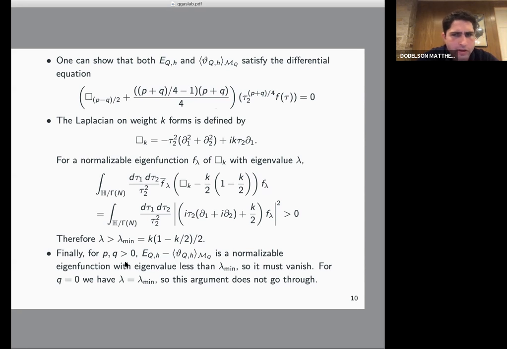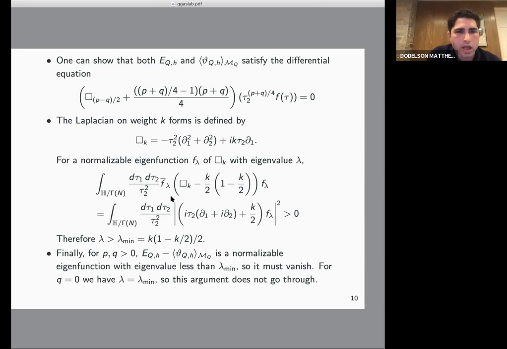I should also say that for Q equals 0, for the positive definite case, lambda is actually equal to the minimum eigenvalue, and so this argument does not work. So I'll have to treat that separately later.